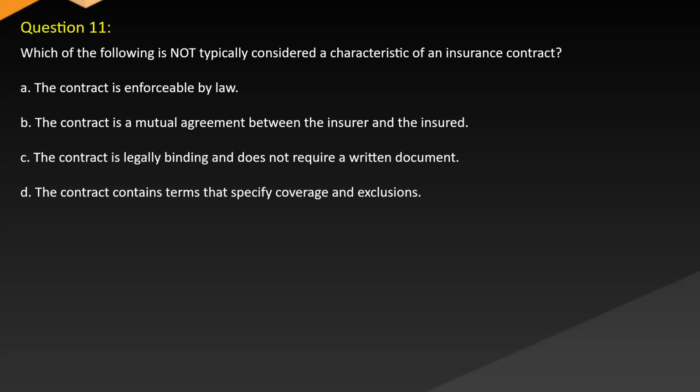Question 11. Which of the following is not typically considered a characteristic of an insurance contract? A. The contract is enforceable by law. B. The contract is a mutual agreement between the insurer and the insured. C. The contract is legally binding and does not require a written document. D. The contract contains terms that specify coverage and exclusions.